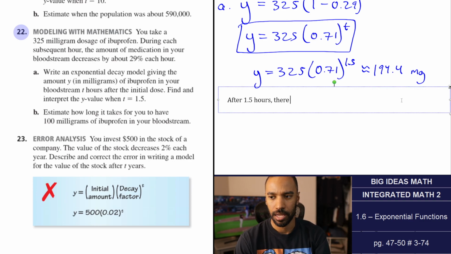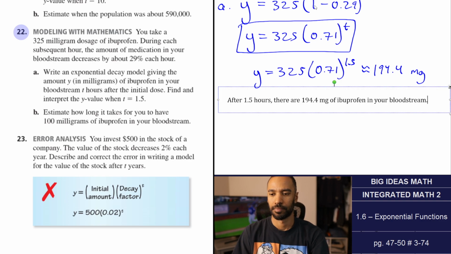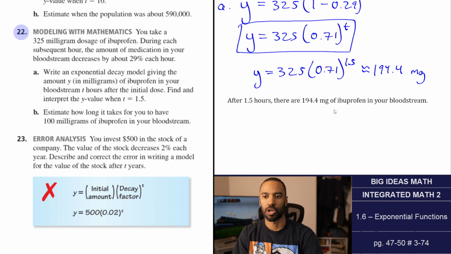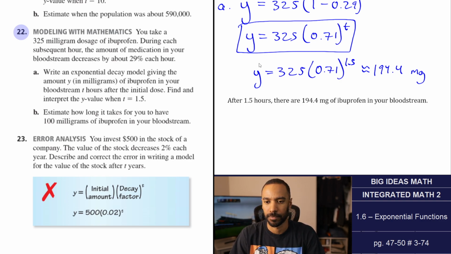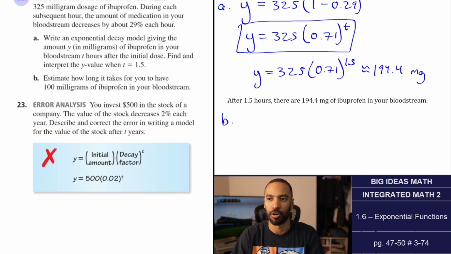There are 194.4 milligrams of ibuprofen in your bloodstream. So that's the interpretation of that, and that's the second part of part A. Part B: estimate how long it takes for you to have 100 milligrams of ibuprofen in your bloodstream.